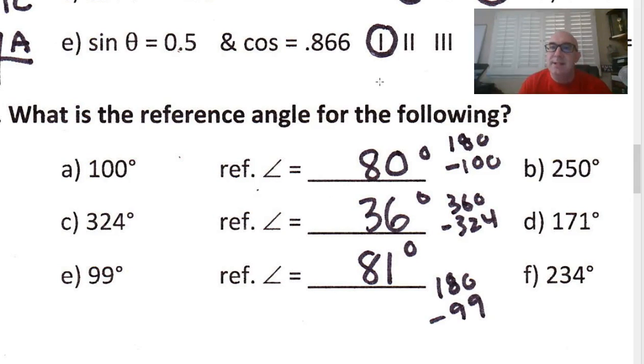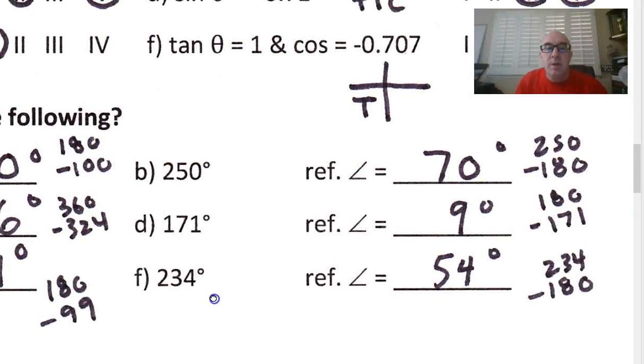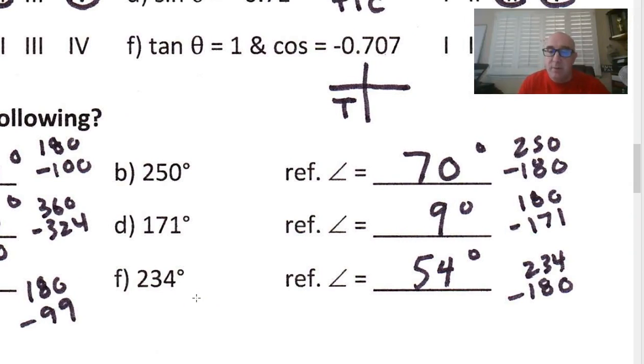100 degrees is 80 away from the x-axis. 324 is 36 away from the x-axis. 99 is 81 away from the x-axis. 250 is 70 away. 171 is 9 away. And 234 is 54 away. Remember, these are all the angle formed from the terminal arm of the angle to the x-axis.